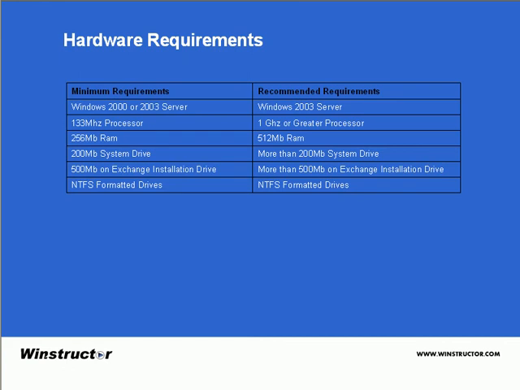Now, to install Exchange itself, you're going to need at least 200 megs of free disk space on your system drive and 500 megs free on the drive where you plan to install Exchange. Again, and it probably goes without saying, these are minimums. Plan to have a lot more disk space than this.